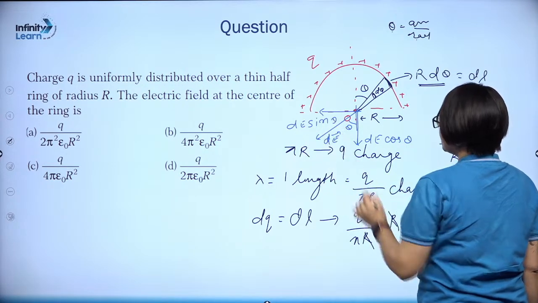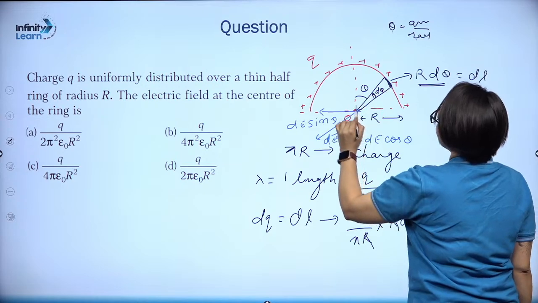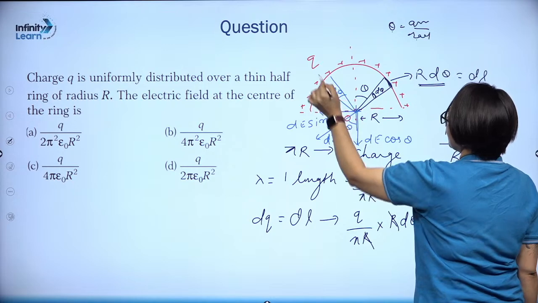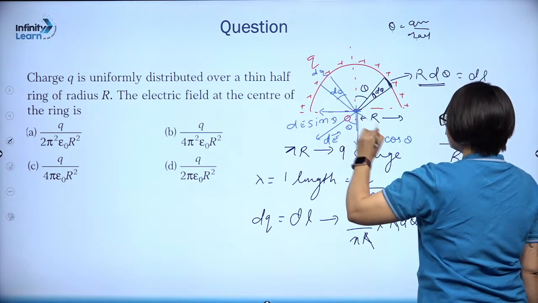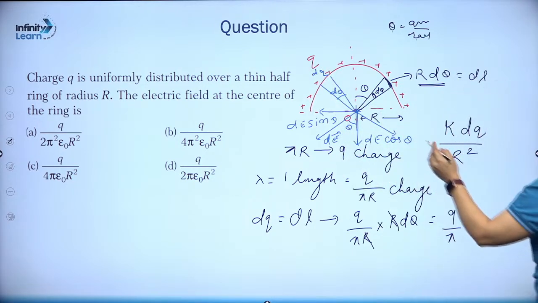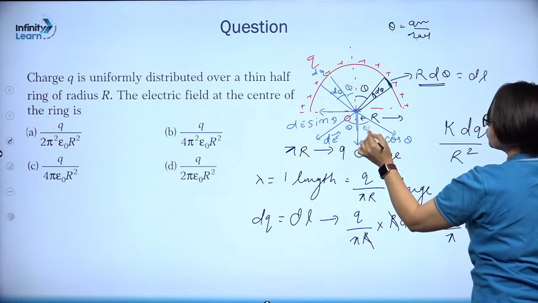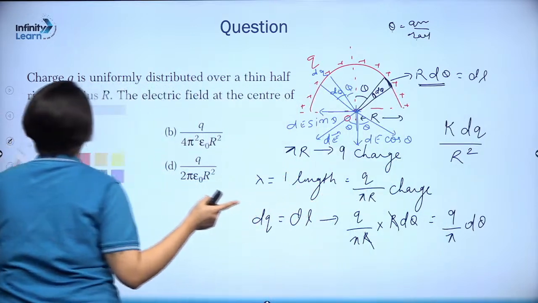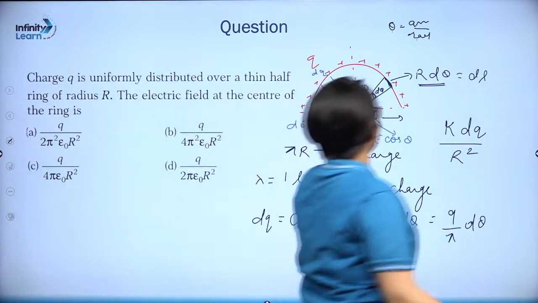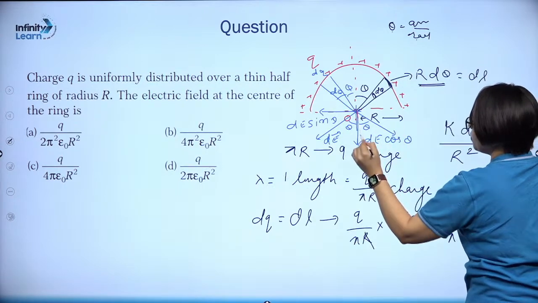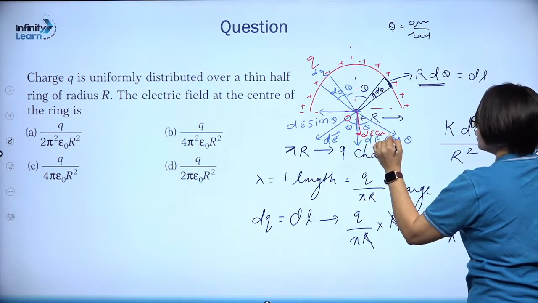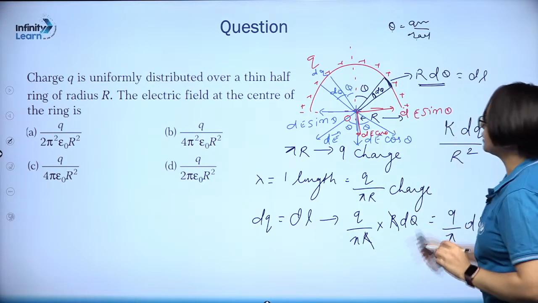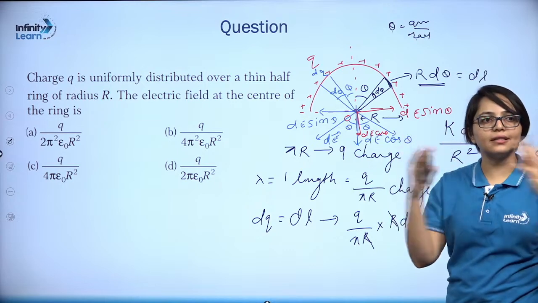Now if you take one exactly mirror element over here, having d theta, having charge dq, then its electric field will be in this direction, away from it. If this is theta, then this is also theta, right? So if you take the component of this element, this component will be dE cos theta, and this component is dE sin theta. So you can see that dE sin theta and dE sin theta are cancelling one another.